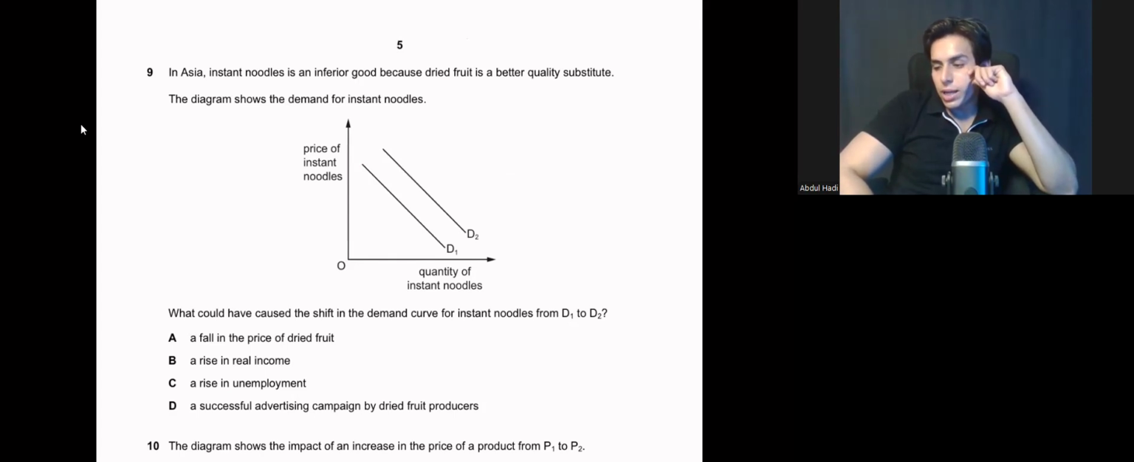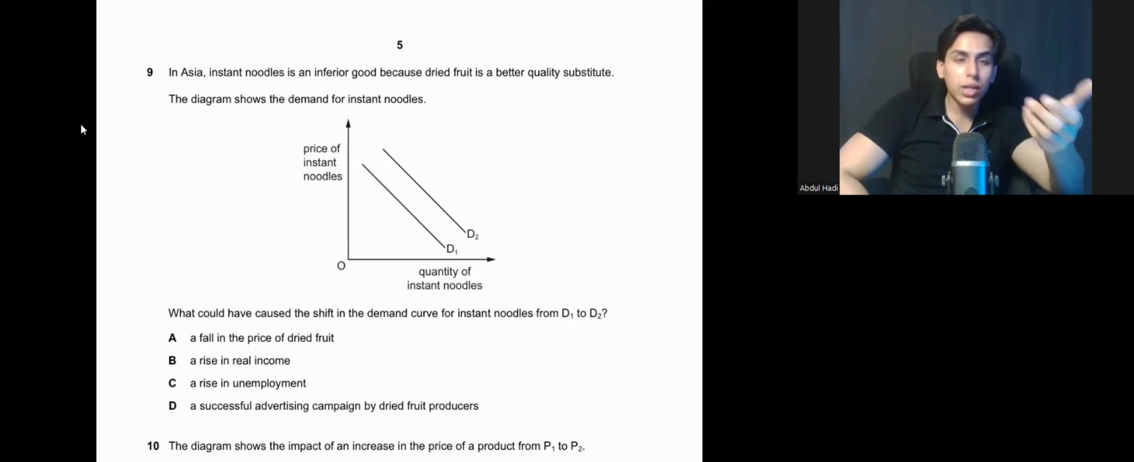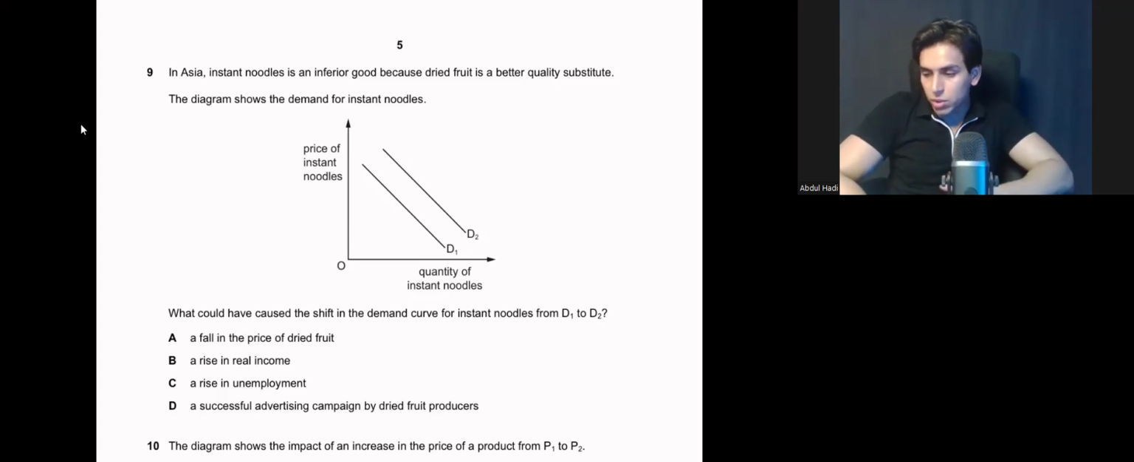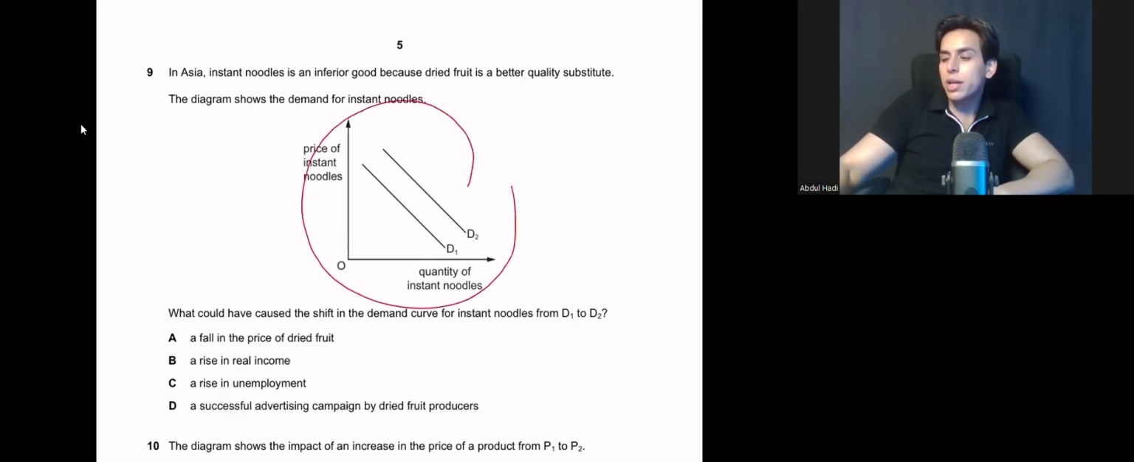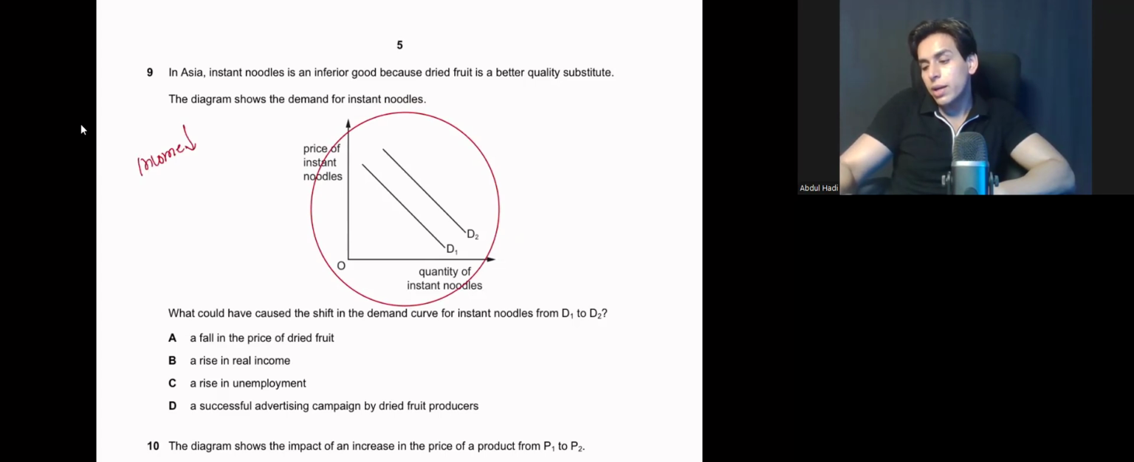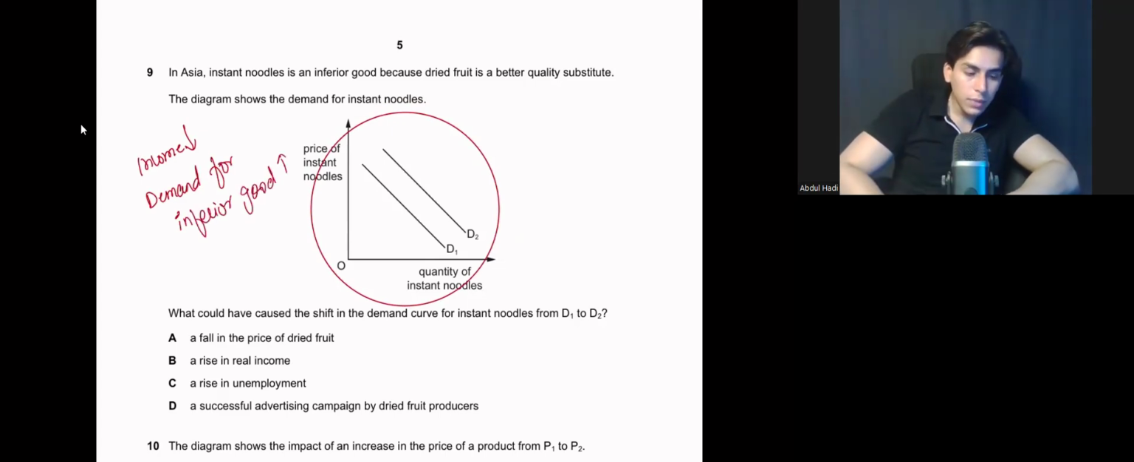The diagram shows the demand for instant noodles. So, in Asia, instant noodles are used as snacks in light hunger. So, the case is saying that instant noodle is an inferior good, whereas dry fruits are a better substitute and could be a normal good. But you can clearly see that the demand curve of instant noodles is moving rightward. So this clearly means that maybe your income level is falling. So the only possibility is that your income level is falling. That is why your demand for inferior good is rising.